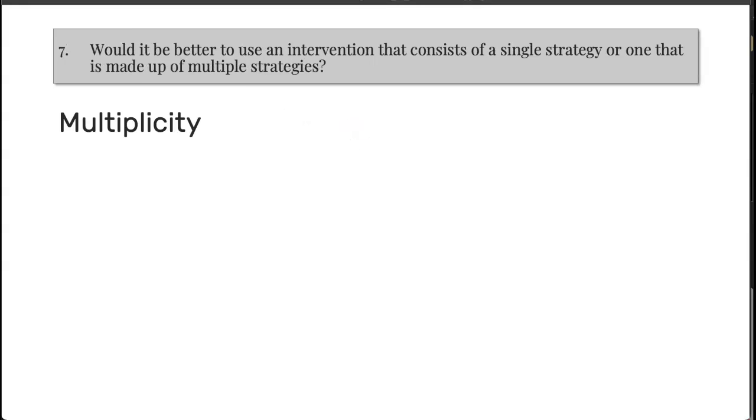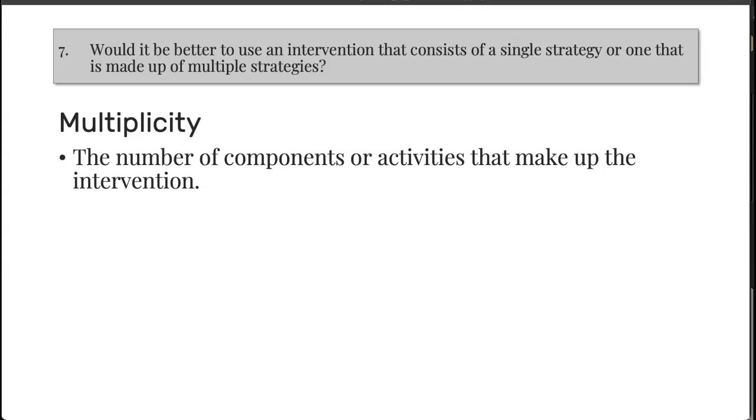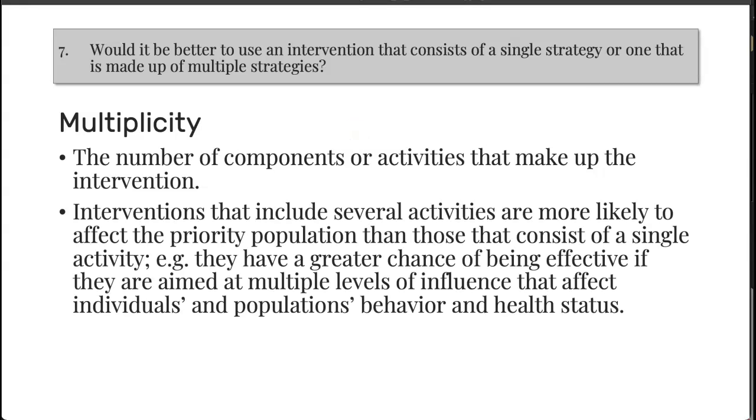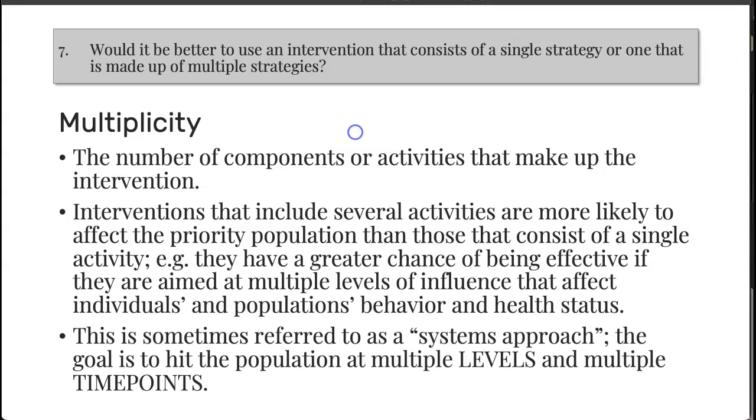There are two specific terms that are relevant for this. Multiplicity is simply a term that refers to the number of components or activities that make up the intervention. So you're going to do pamphlets, you're going to do this $10 incentive, you're going to do a policy, right? Interventions that include several activities are more likely to affect the priority population, which I've already said, right?